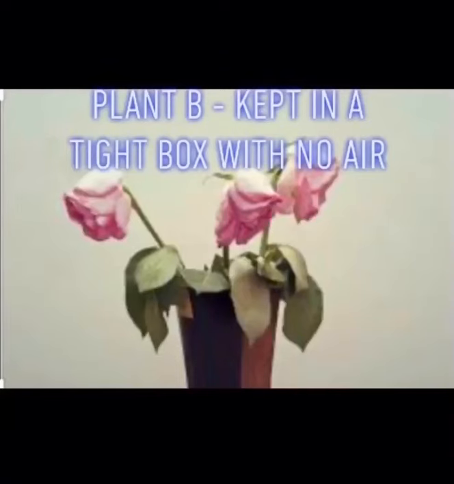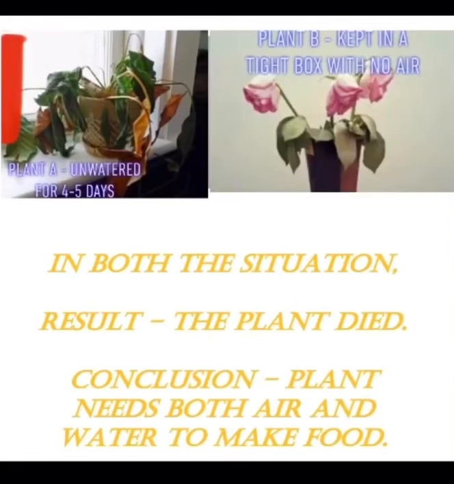Now comes plant B, which is kept in an airtight box with no air. It is also very weak and almost died. So in both the situations, the plants died because of not getting food, which concludes that plants need both air and water to make food.